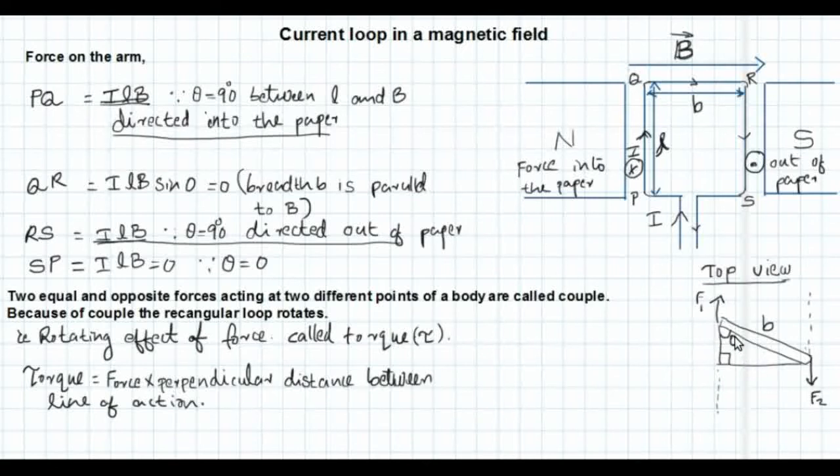Now the angle theta is made by the rectangular loop. Therefore sin theta is equal to OB by b. Therefore the perpendicular distance OB is equal to b sin theta.